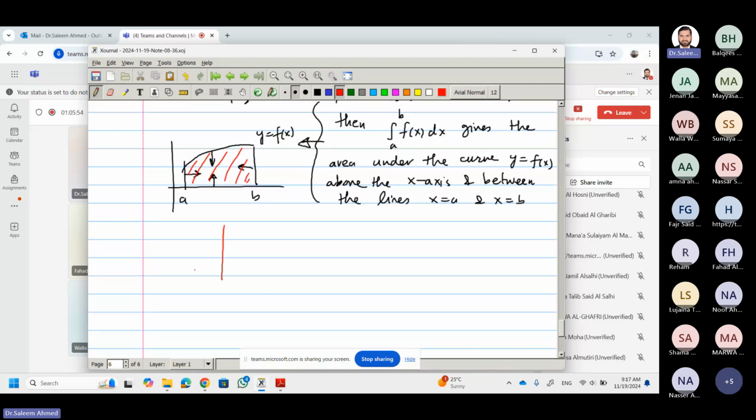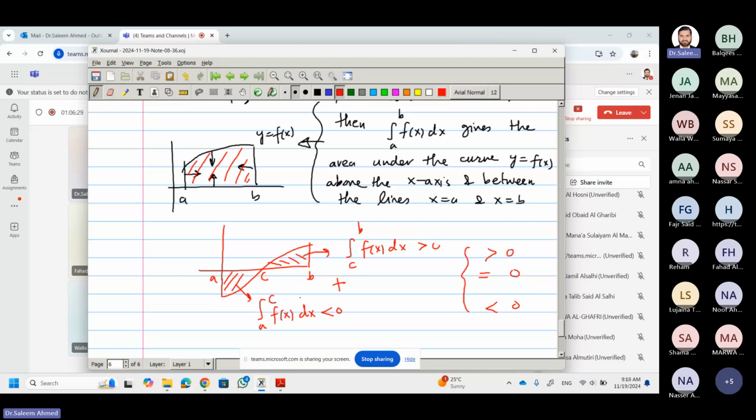If your function is negative somewhere and positive somewhere between the points a and b, then it may not give you the area. Then the integral of this from a to c will be negative, if your function is negative there, and the integral from c to b of f(x) dx will be a positive number. So if you add these two, you may end up getting 0. I'm not saying 0. It may be positive, it may be negative, it may be 0, anything. So you know that area cannot be negative, area cannot be 0.